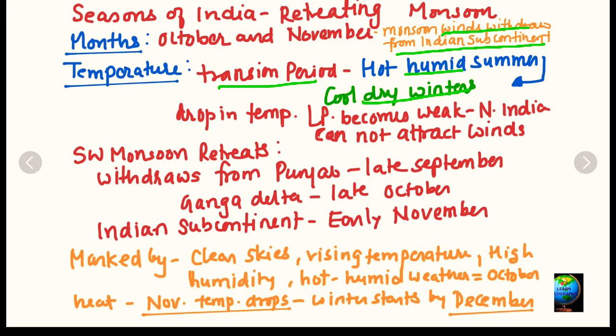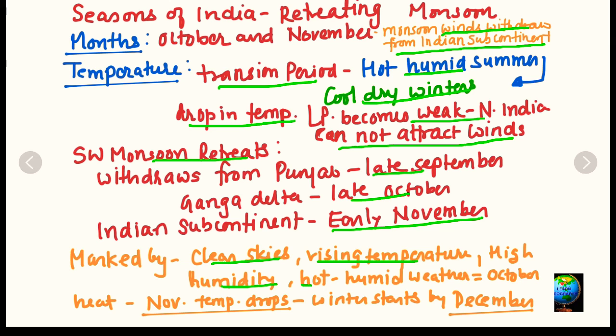By October, as the temperature starts to drop, the low pressure zone in northern India becomes weak and is unable to attract the moisture-laden winds, because of which the southwest monsoon winds begin to retreat. They withdraw from Punjab in late September and from the Ganga Delta in late October and entirely from the Indian subcontinent in early November. This season is marked by clear skies, rising temperature, and high humidity, with hot and humid weather till October. These features are known as October heat.